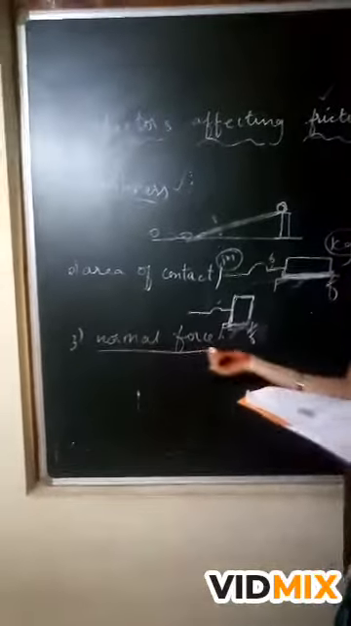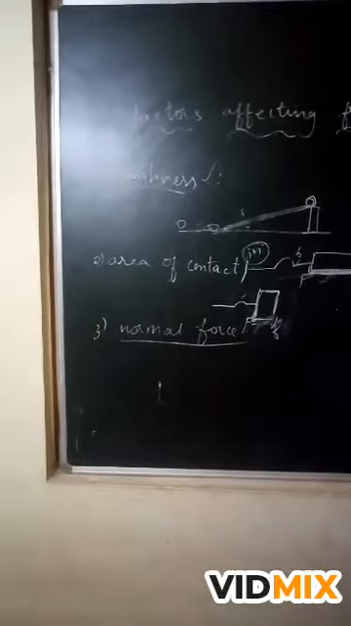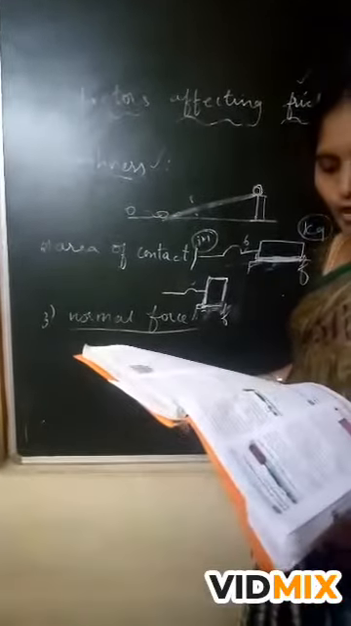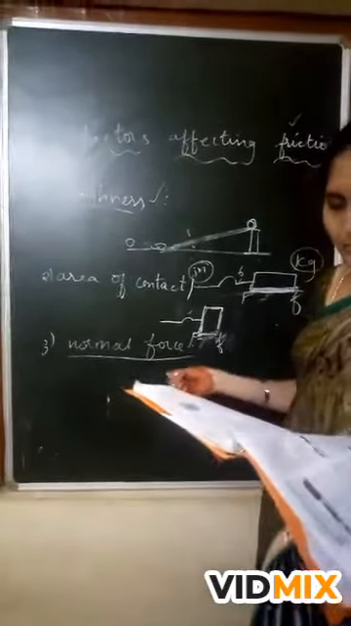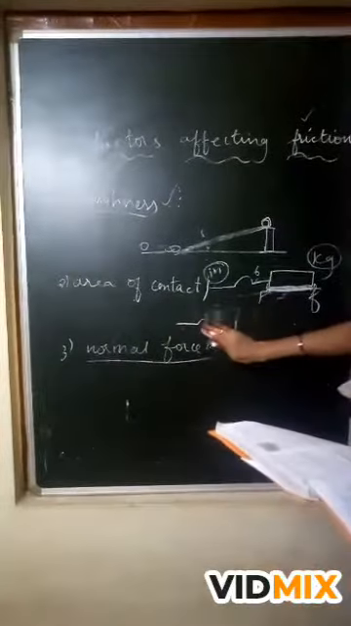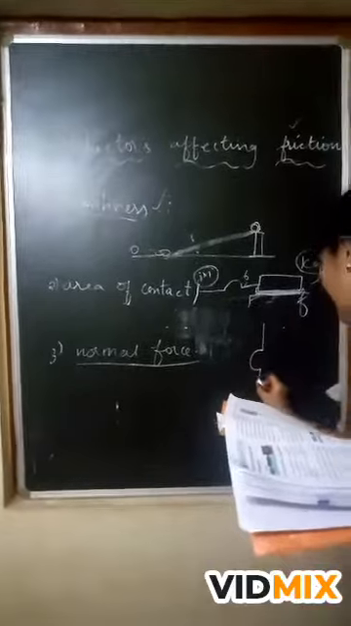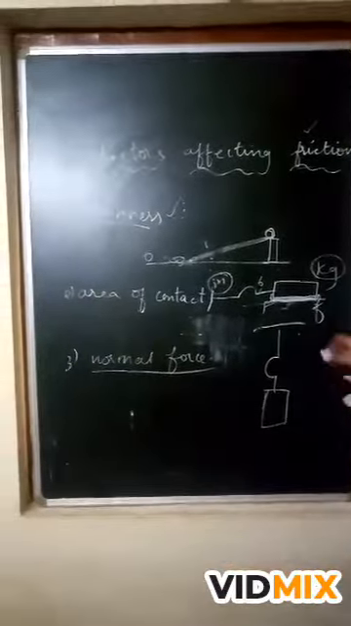Now let us see the normal force. The next one is normal force. It is in activity 5, page number 24. Effect of normal force on friction. Here with the same spring balance, you just hang a wooden block.